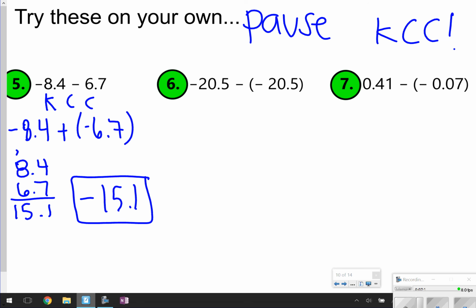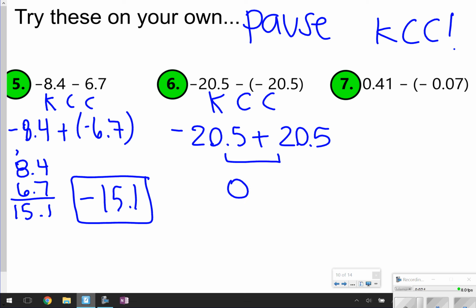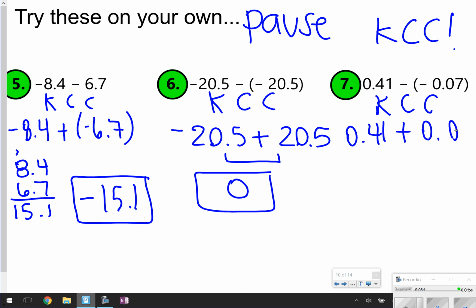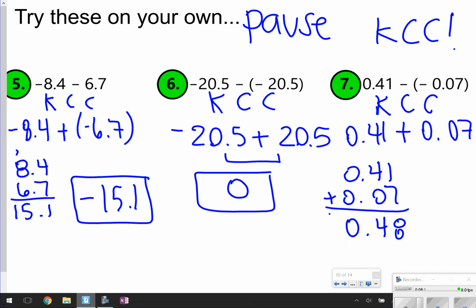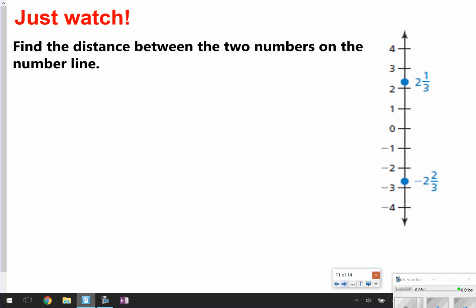With number 6, also KCC, negative 20.5 plus positive 20.5. Here we go, additive inverses, that's just 0. That one should have been easy. And then the last one on this page, number 7, again KCC, 0.41 plus positive 0.07. Yay, they're both positives. All I got to do is add here. 0.41 plus 0.07 will give me 0.48, both positive.